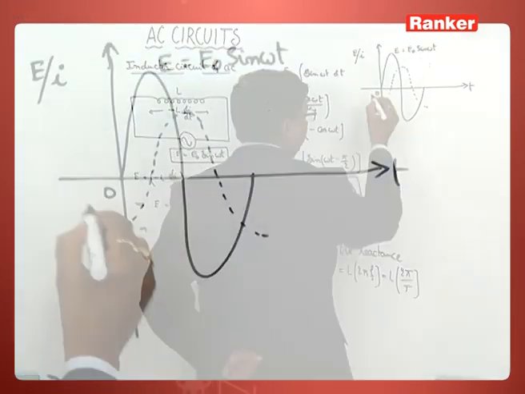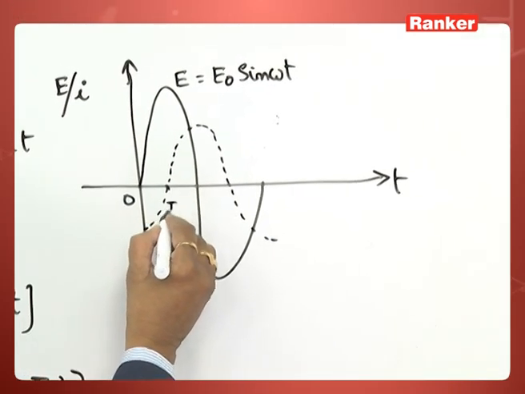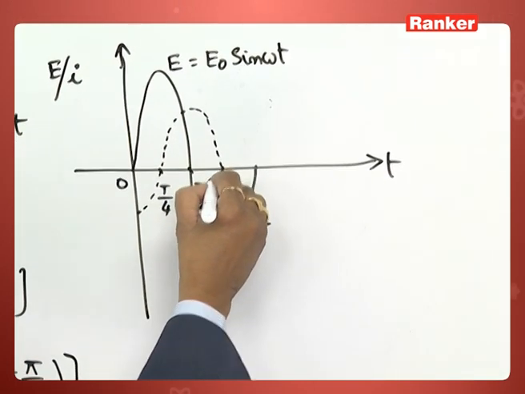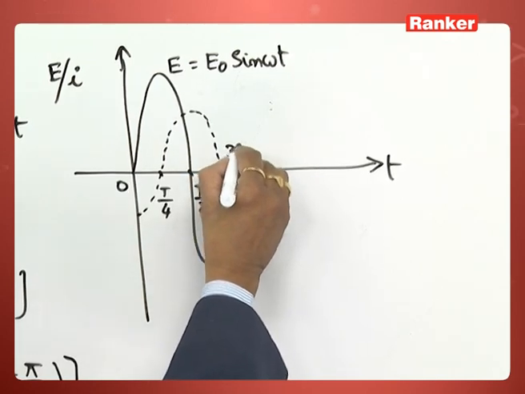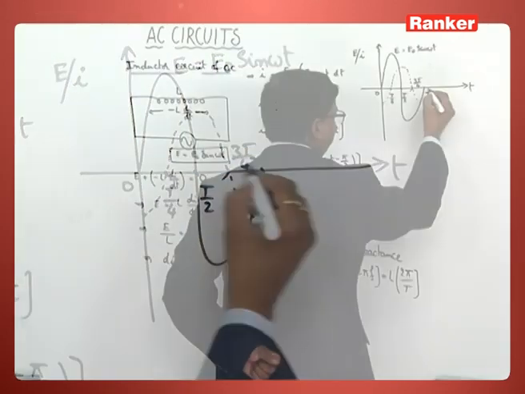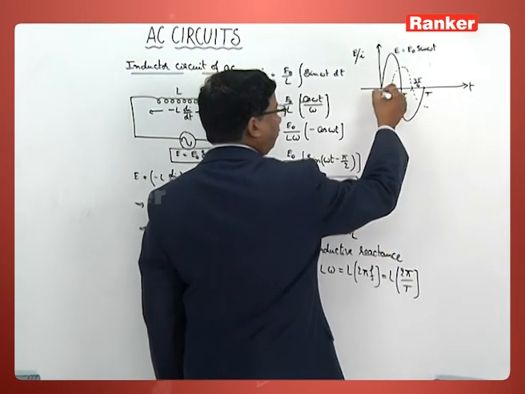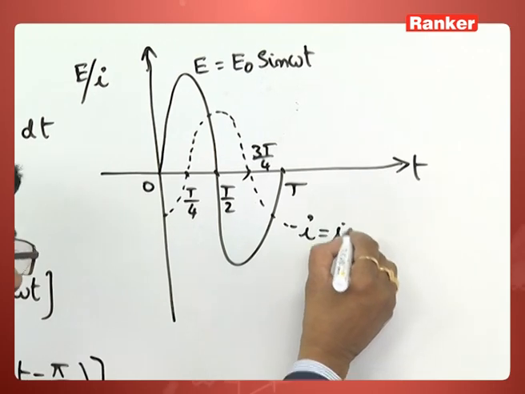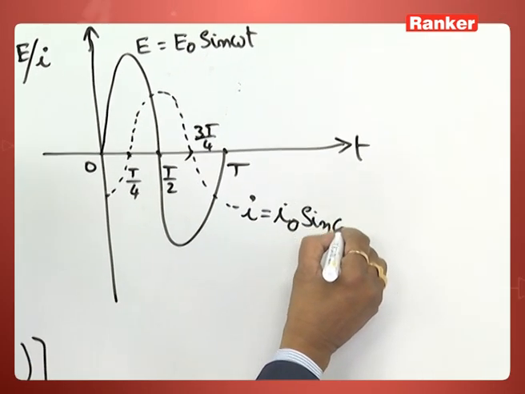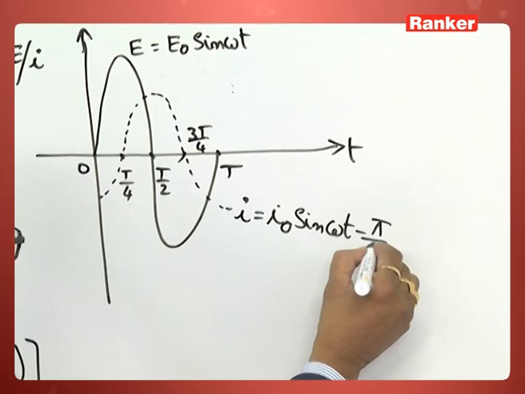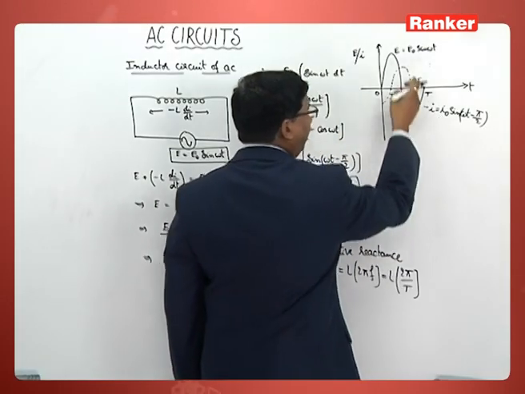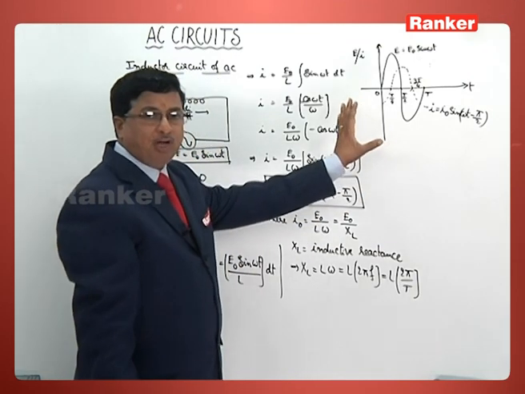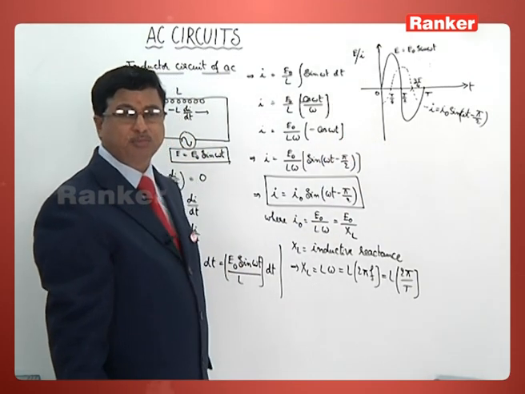You can guess this one as 0, this one as t by 4, this one as t by 2, this one as 3t by 4, this one as t. That means you will be finding that from this graph, this value of I naught sin omega t minus pi by 2, this is lagging behind EMF by pi by 2 radian. Directly you can understand from that graphical representation.